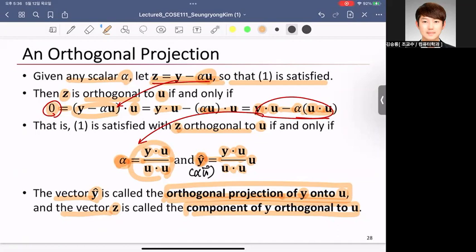자, 이 다음부터 갑시다. 이 다음 where? Which part? Which part are unclear to you? 자, 우리 조금 시간 있으니까 좀 천천히 갈게요.